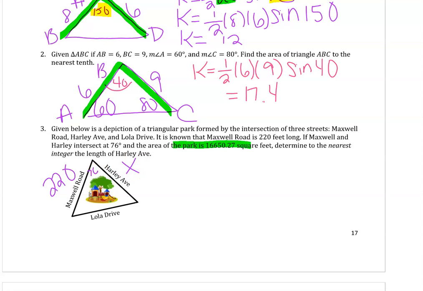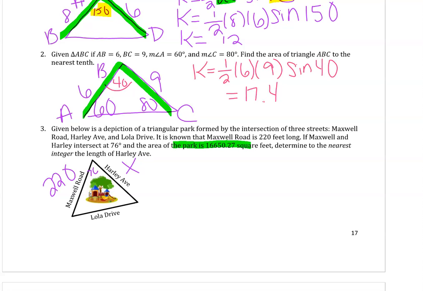Okay, so we know that the included angle is 76, and we only know Maxwell Road, which is one of the sides that includes that angle, so that's 220. We also know that the area of the triangle, which is our park, is given.